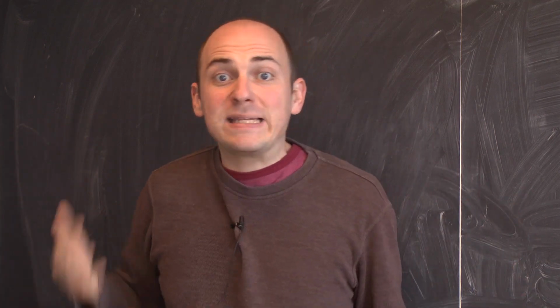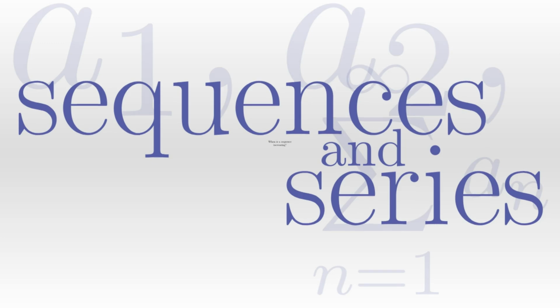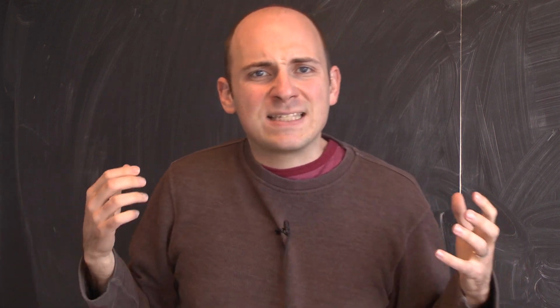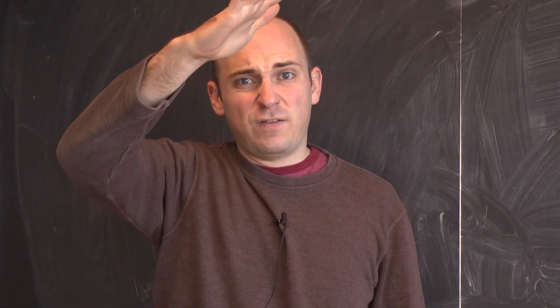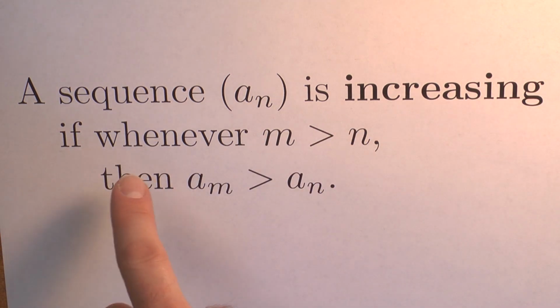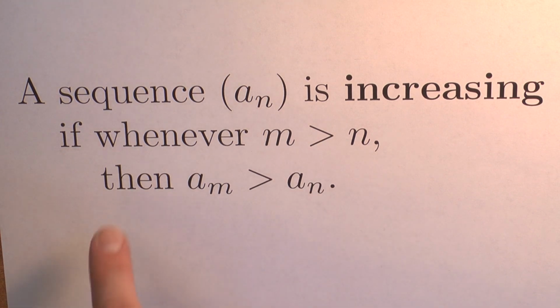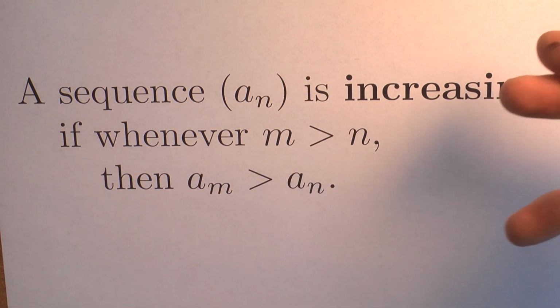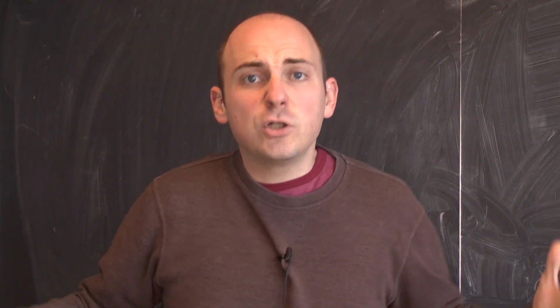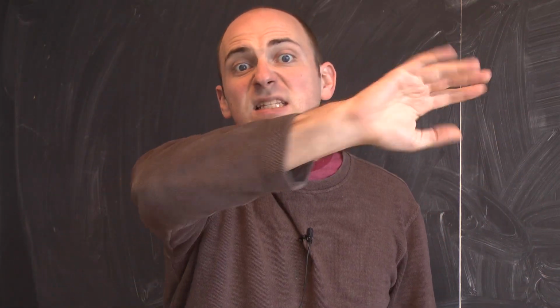A list of numbers might keep getting bigger and bigger. I want to precisely define increasing for sequences. A sequence, a sub n, is increasing if whenever m is bigger than n, then the mth term is bigger than the nth term. This is capturing the idea that the terms are getting bigger as I go further out in the sequence. Let's take a look at an example of an increasing sequence.